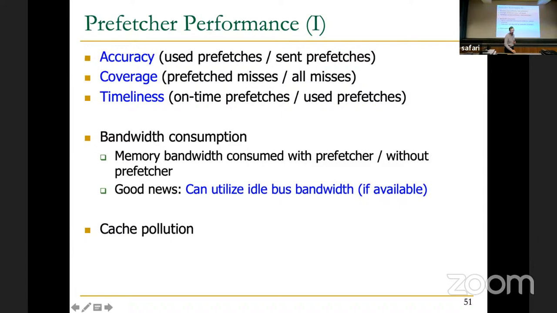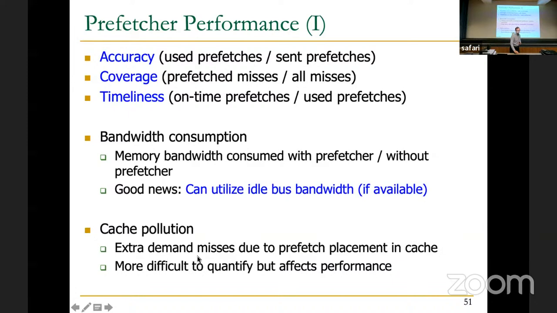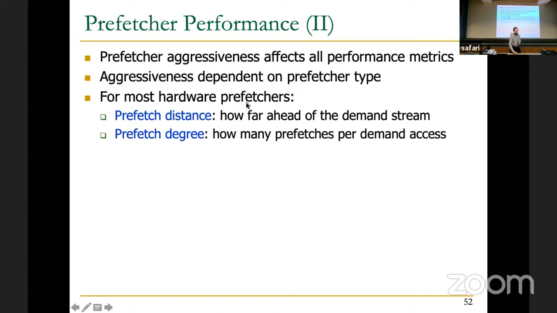And then there's cache pollution. This is the extra demand misses due to prefetch placement in a cache, essentially. How much you're increasing the demand misses. This is a bit more difficult to quantify, but it does affect the performance. And people have come up with quantification methods, including this paper that I'm going to talk about. So it's a multidimensional problem. And as I said, accuracy, coverage, and timeliness go against each other sometimes. So prefetcher aggressiveness affects all of the metrics.